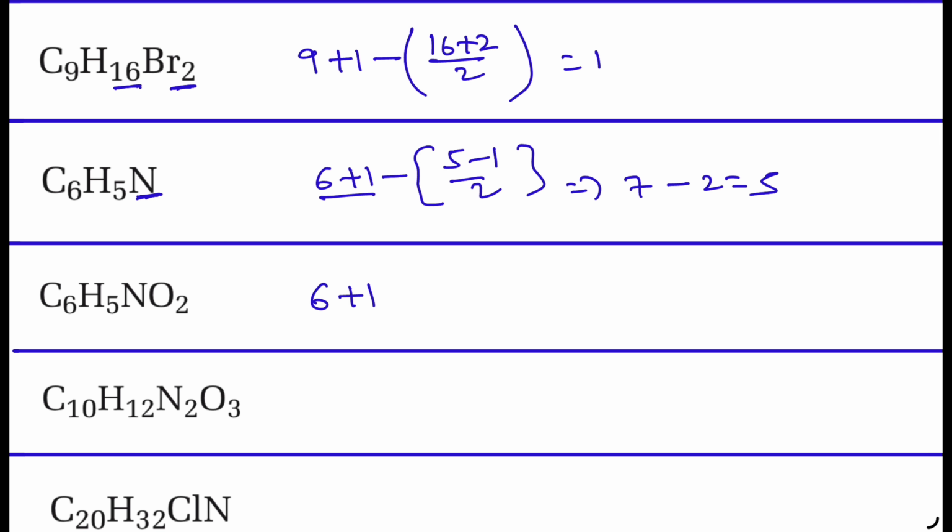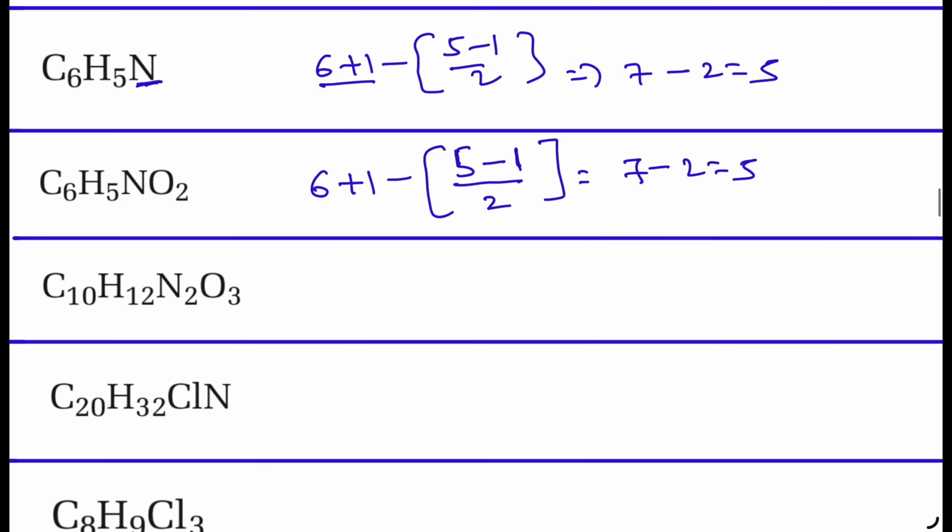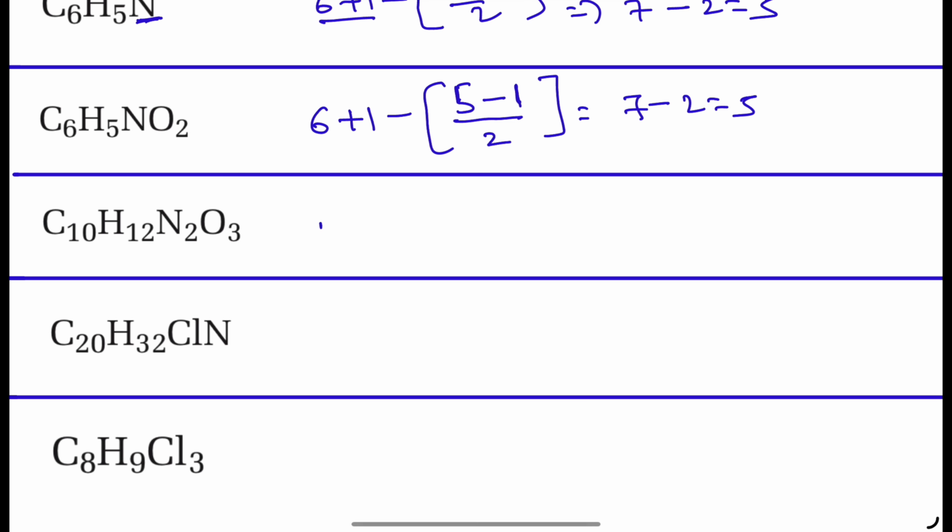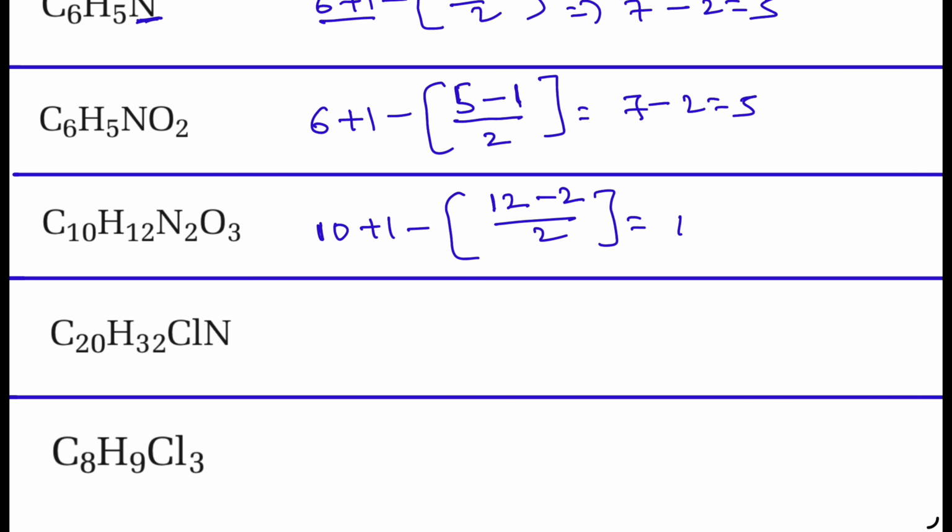So 6 carbons plus 1 minus hydrogen's number minus nitrogen number of nitrogens that should be subtracted. Oxygen does not affect, by 2. So that is 7 minus 5 minus 1, 4 by 2, that is 2. So again degree of unsaturation is 5. Next one, 10 carbons plus 1 minus hydrogens 12, number of nitrogens 2, that should be subtracted by 2. Oxygen's number is not affecting. 10 plus 1 11, 12 minus 2 10, 10 by 2 5, so that is 6.